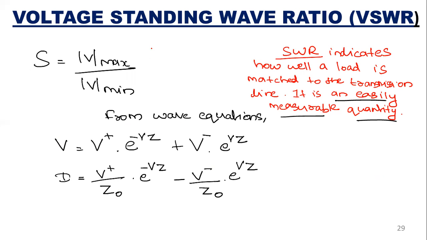So we will see what this V max divided by V minimum is, in detail, by considering the wave equation. From the wave equation, we have V is equal to V plus into e raised to minus gamma Z plus V minus into e raised to gamma Z. This wave equation we derived in the very first class. Then, considering the characteristic impedance, which we saw last class along with its significance, we can write I is equal to V plus divided by Z naught into e raised to minus gamma Z, minus V minus divided by Z naught into e raised to gamma Z.